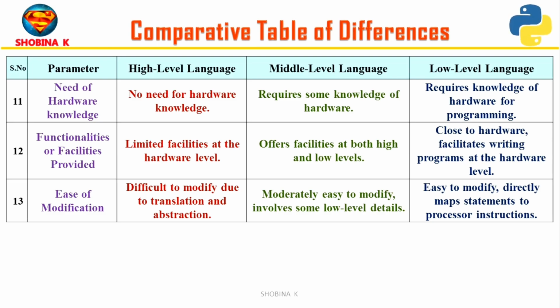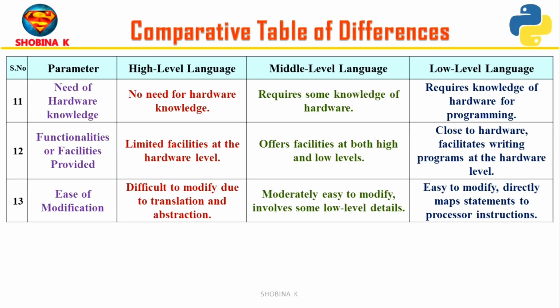And next we have functionalities or facilities provided. This parameter refers to the extent of capabilities or functionalities available directly at the hardware level for the given programming language. The high-level language has limited facilities at hardware level because it offers the most abstraction from hardware details and thus provides limited direct access to low-level facilities. The assembly language provides some facilities for hardware control, but still limited compared to machine language. Whereas the machine language involves fundamental instructions directly linked to the hardware with minimal additional features.